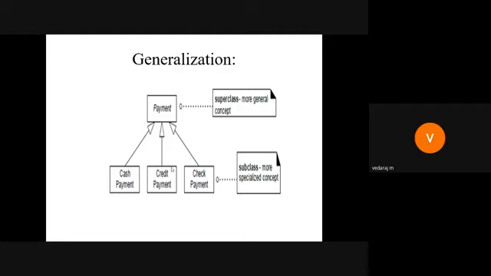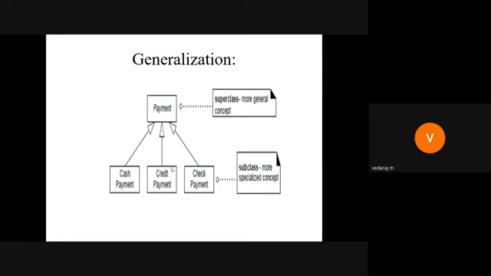Okay, so generalization is nothing but it shows the relationship between parent class and child class. The parent class is the more general concept. Payment is more general compared to the child class. The child class is more specific compared to the super class. Cash payment is one of the specific payment types. Credit payment is one of the specific payment types. Check payment is one of the specific payment types, right? So the super class is more general, the subclass is the more specialized concept.